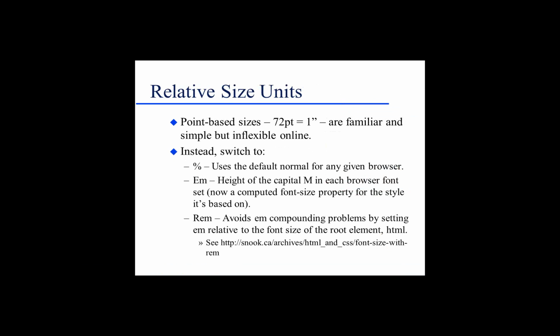The em description is no longer quite accurate, but it's a lot more understandable than the official description. It's equivalent to the height of the letter M in each browser's font set. This is no longer entirely the case, since it's now actually computed by the browser depending on the style. But if you assume that an M in em is equivalent to the height of the letter M, then what that tells you, again, is that if you say normal is 1em, normal will be equivalent to the size of the letter M on whatever browser you're using.